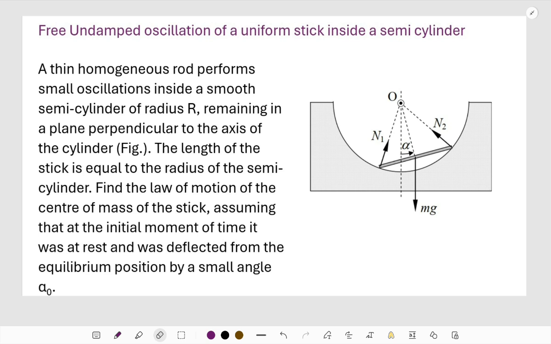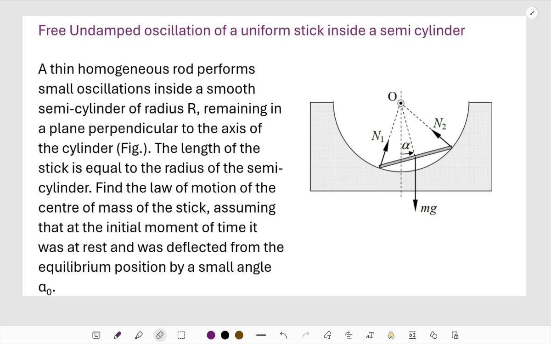To do this, we will consider the stick to be a rigid body, and you can see here three forces act on it: the force of gravity and both the forces of normal reaction of the surface of the semi-cylinder, namely N1 and N2. And we have neglected the forces of friction and air resistance.